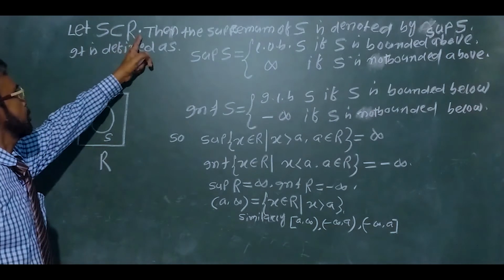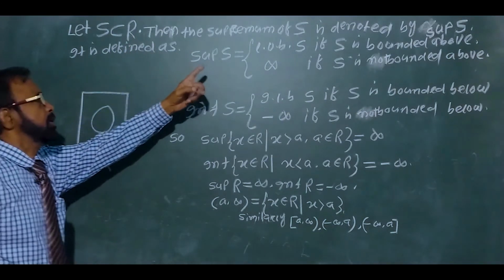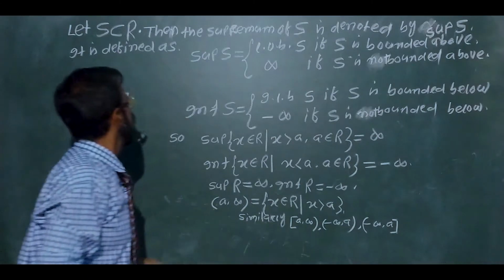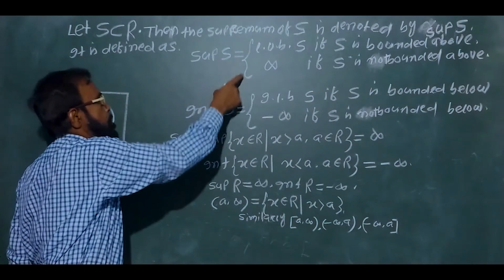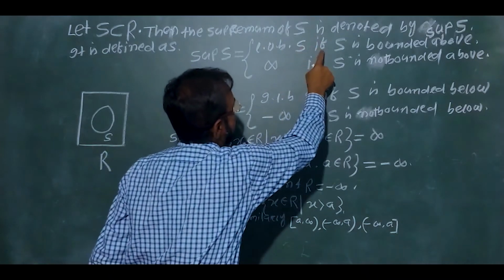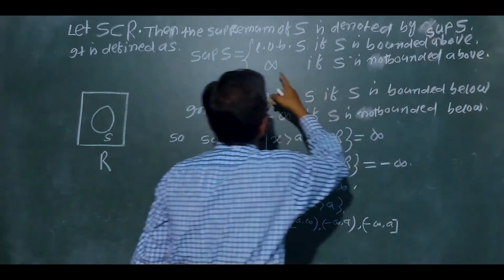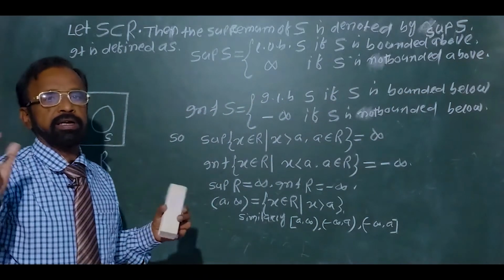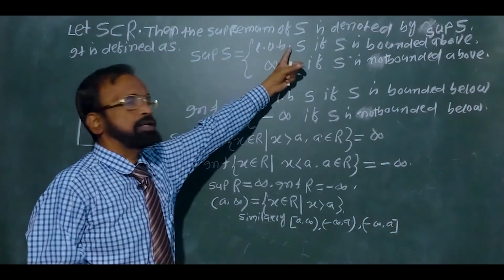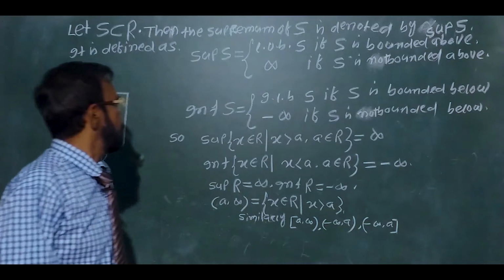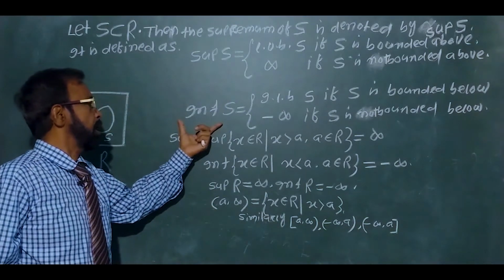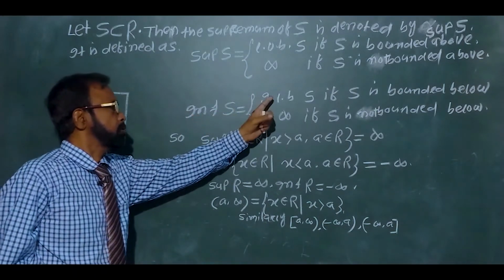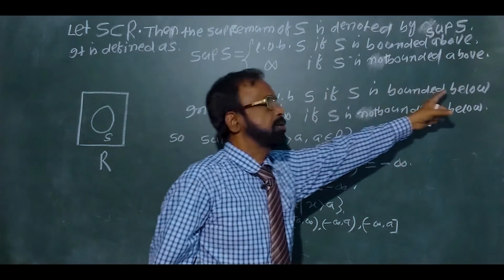Let S be a subset of R. Then the supremum of the set S is denoted by the symbol sup S, and it is defined as the supremum of S equal to the least upper bound of S if S is bounded above, and infinity if S is not bounded above. That means in case of a bounded set, the supremum coincides with the least upper bound. Similarly, the infimum of the set S is denoted by inf S, and it is defined as the infimum of S equal to the greatest lower bound of S if S is bounded below.